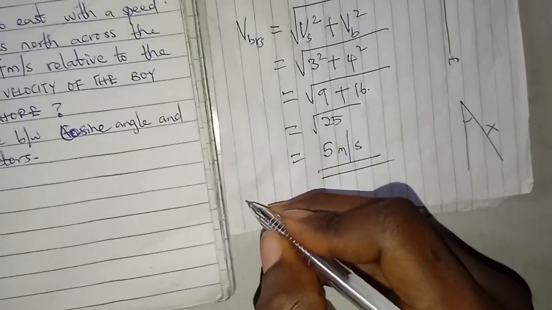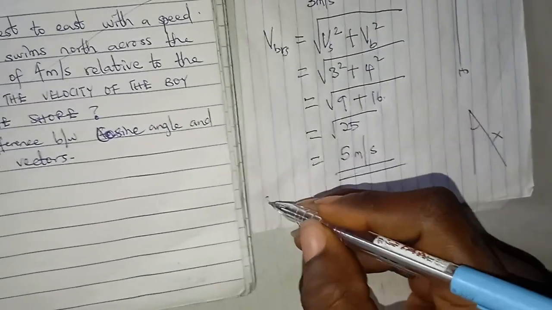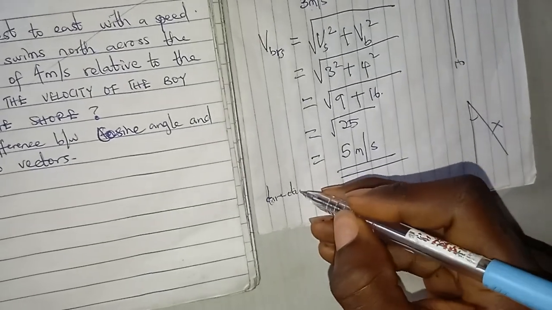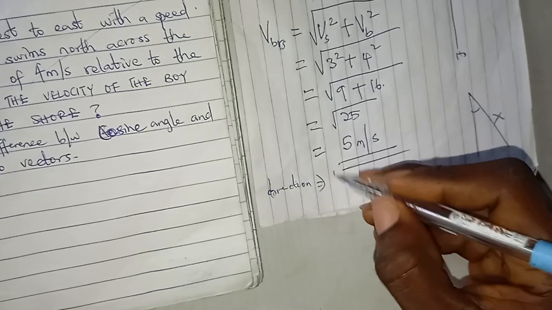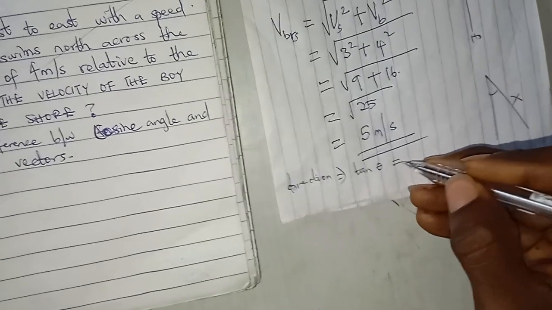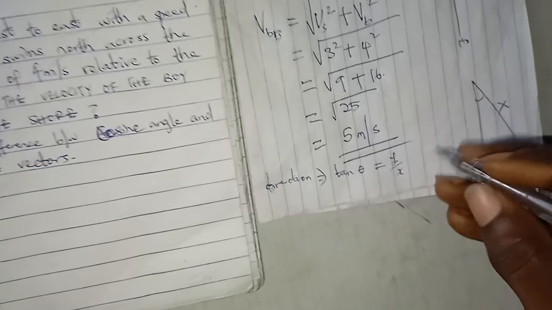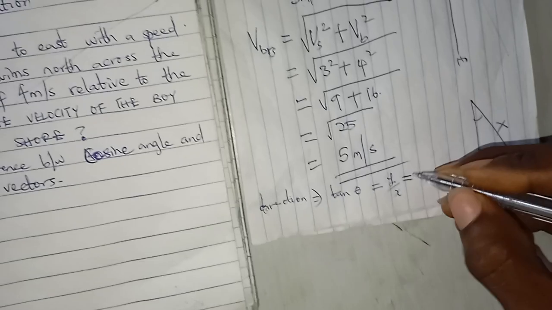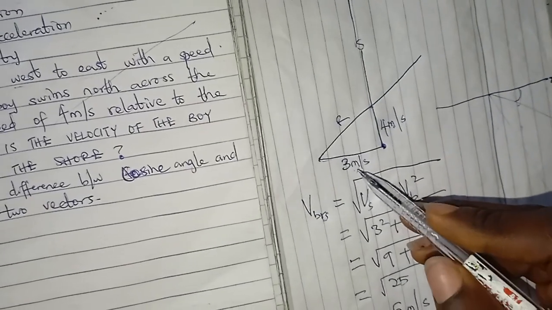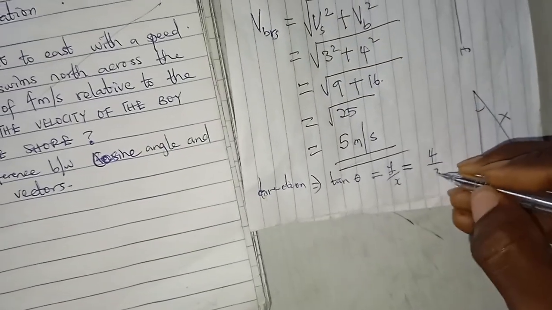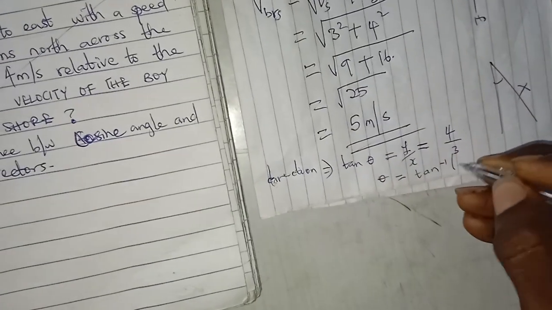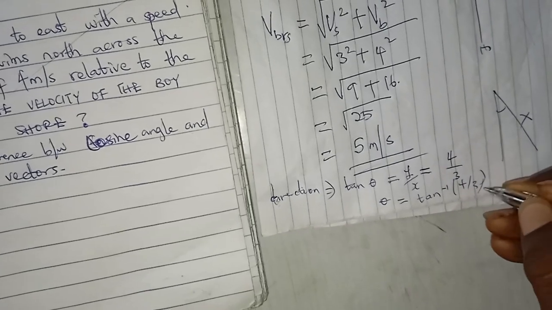But if they said find the angle, or find the direction of the boy, I can now come and do it. Remember I told you tan theta equals y over x. I'm not supposed to be solving this one; you're supposed to have grown to this now. So y here is 4, x is 3, 4 over 3. So theta is equal to tan inverse of 4 over 3. Whatever answer you get is your answer.